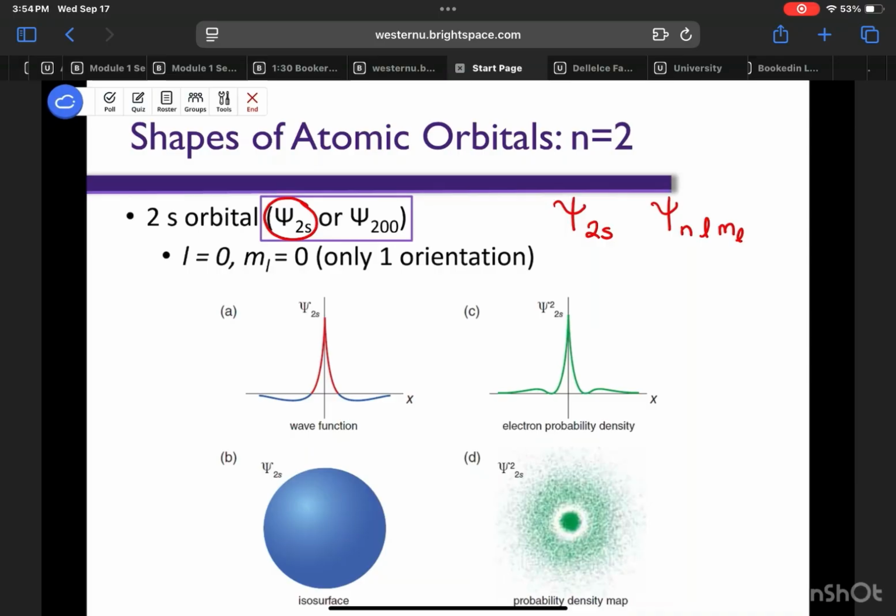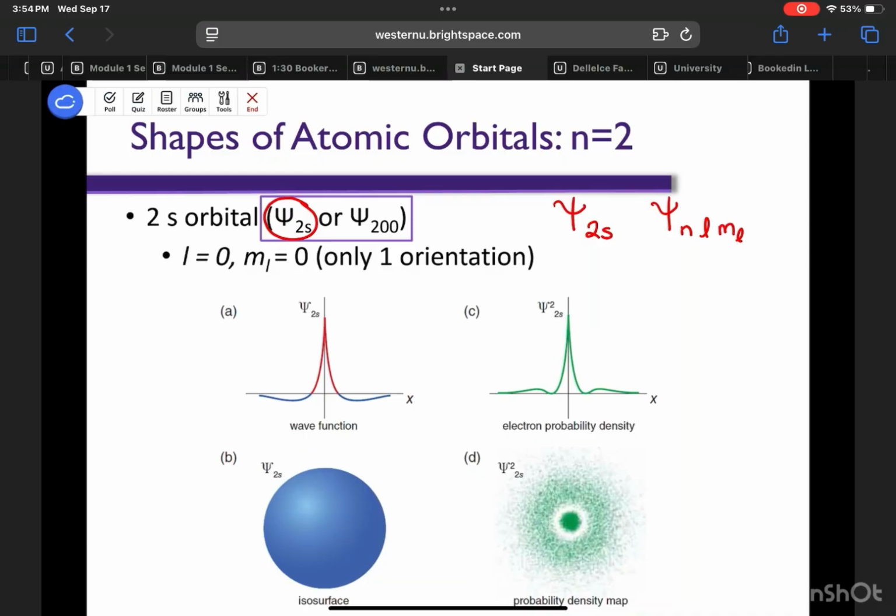So I brought, let's try this again. Here's my nice little squishy ball from Dollarama. That would be representative of my 1s orbital. Well, then I have another squishy ball here. Here is my 2s orbital. Imagine that it's bigger, has a higher principal quantum number.